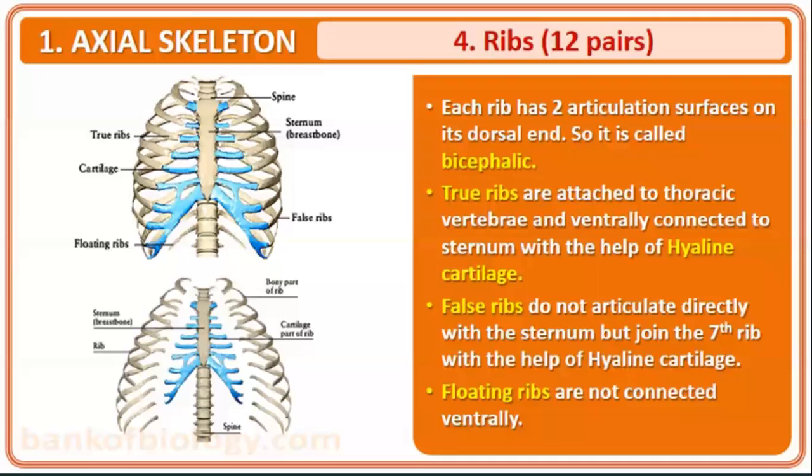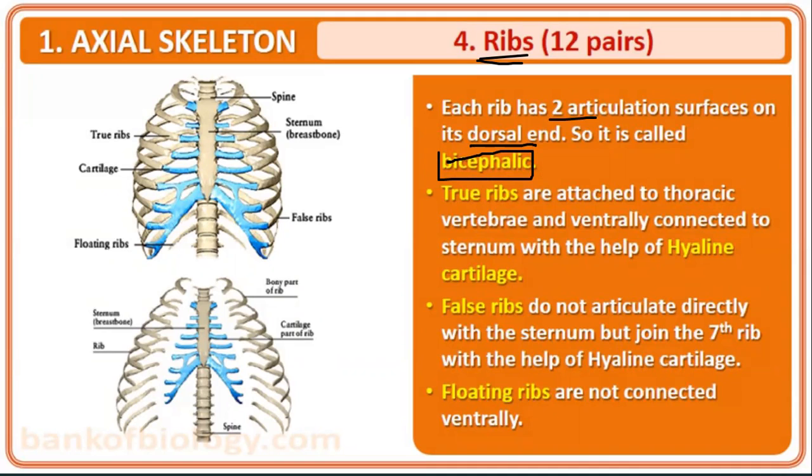Yes, so this was where we stopped in the last class, and today we'll be discussing that particular topic, and that is the ribs. Okay, so each rib has two articulation surfaces on its dorsal end. So it is called a bicephalic condition. Each rib has two articulations.